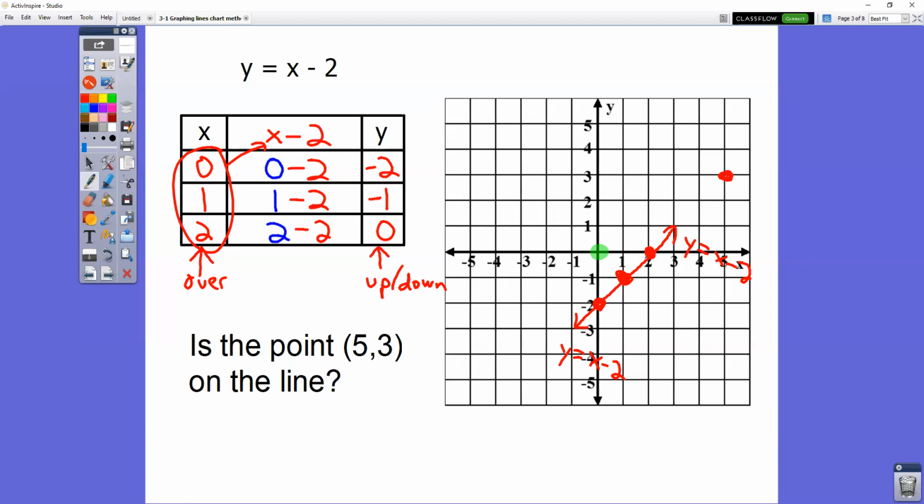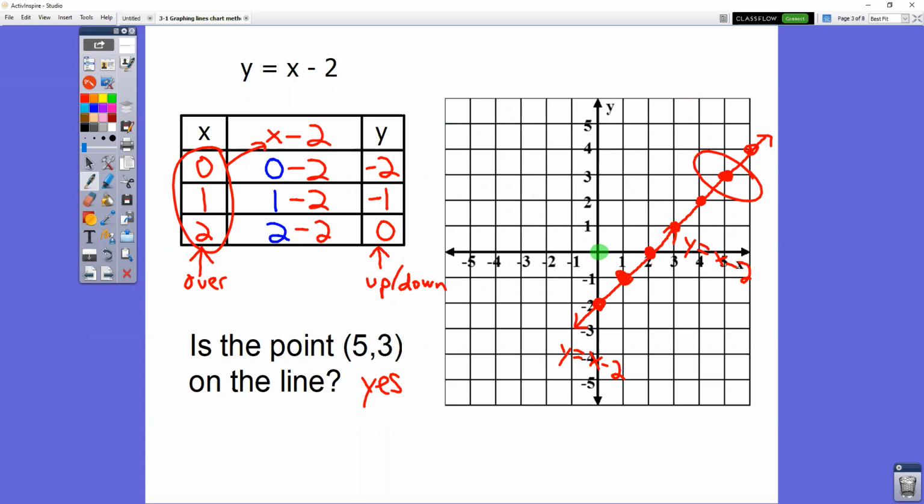You could just extend your line. Now, notice how we go from left to right. We're really going up 1, over 1, up 1, over 1. So if we extend our line, we're going to keep on going up 1, over 1, up 1, over 1, and we're going to extend our line. And notice that that point is on the line. This was the point that we were looking at. That point is on the line. So what you're going to put today is the word yes. It is on the line.